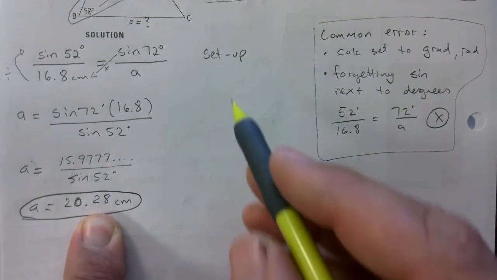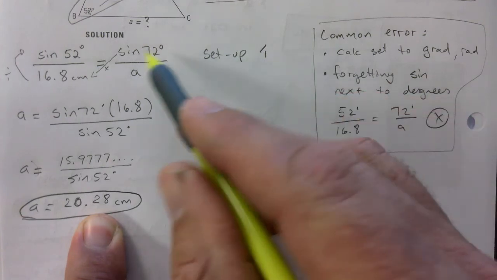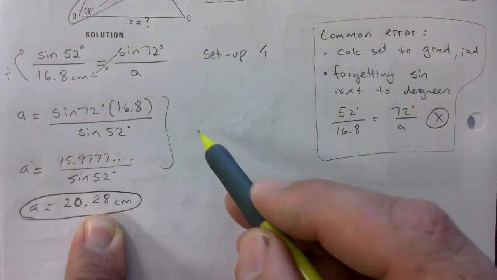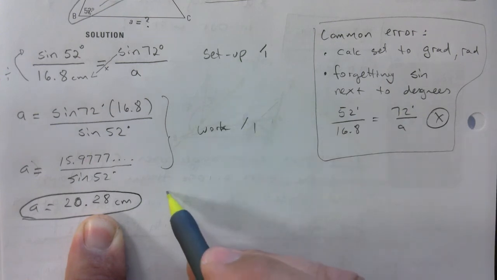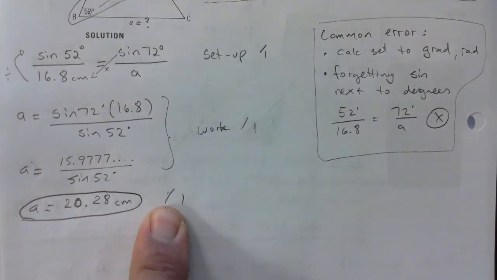So you would technically get 1 mark for this part, the setup. This is work. You would get a mark there, and obviously a mark for your final answer for now. Once we do cosine as well, you actually get a mark for picking the right one as well. Okay.